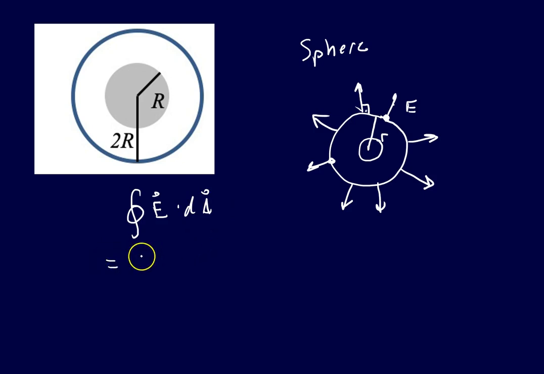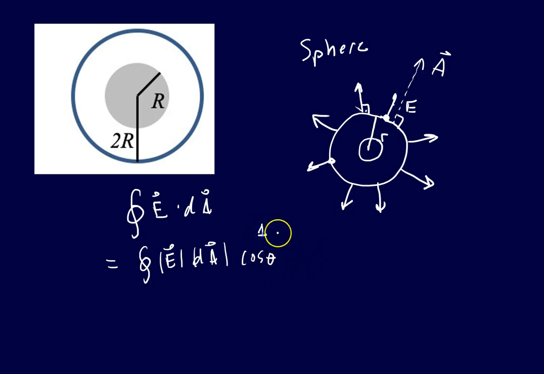If we wanted to write this out with our definition of the dot product, we'd have the magnitude of E, the magnitude of dA, times cosine of the angle theta. This angle theta is the angle between our electric field and the area vector. The area vector points 90 degrees to the surface, so the angle between that and our electric field, our theta, is 0. So cosine of theta turns into 1, which makes that much easier.